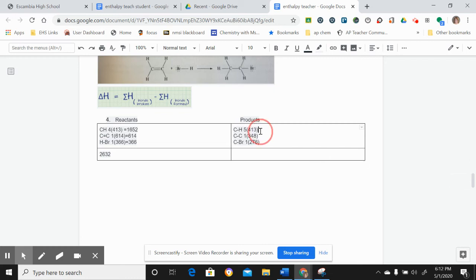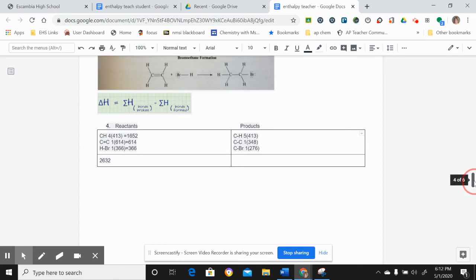Let's do our math. 5 times 413 gives me 2065. And I have a C to a C, and that gives me 348. And I have a C to a Br, 276. When I total those all up, I get a value of 2689.